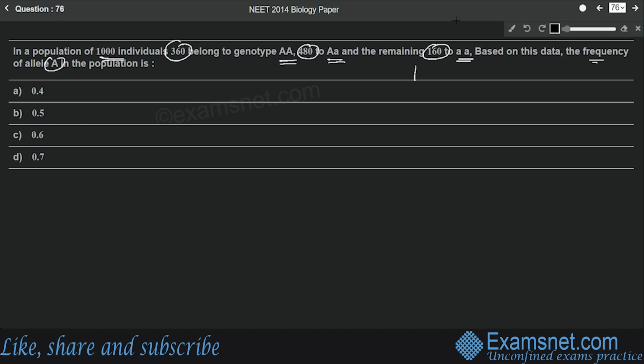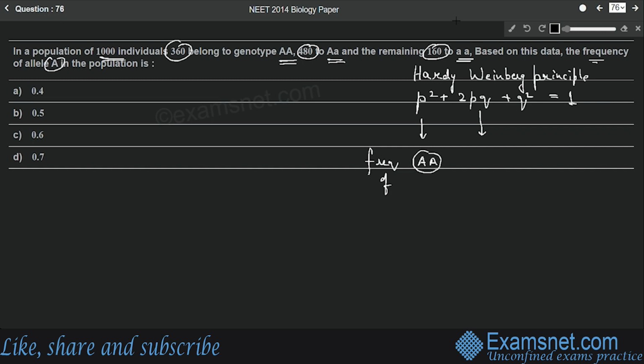So we know that according to the Hardy-Weinberg principle, p square plus 2pq plus q square is equal to 1. Where p square represents the frequency of homozygous dominant genotype, that is A A, 2pq represents the frequency of the heterozygous genotype, that is A small a, and q square represents the frequency of homozygous recessive genotype, that is small a small a.